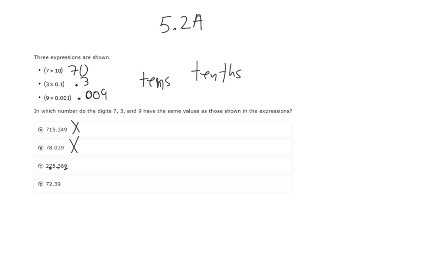And then there's a 9 in the hundredths. Close, but not close. Look at that. It's in the thousandths. So this one also does not check out. My answer would be C. All right, guys. That is it for 5.2a, expanded notation.